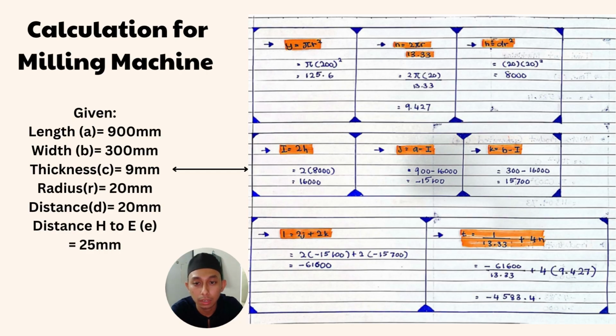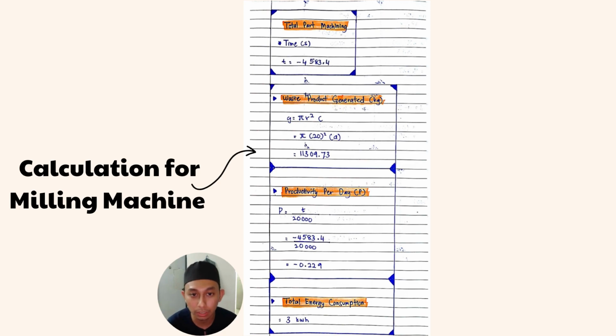This is the calculation for the milling machine. They have already given the values of length, width, thickness, radius, distance, and distance h to e. These are the values of y, h, i, j, k, l and t. The next step is to find the total part machine time, product waste generated, productivity per day and total energy consumption.